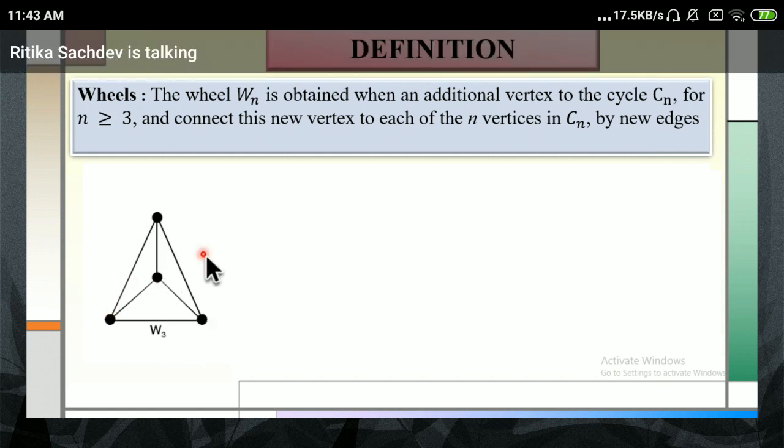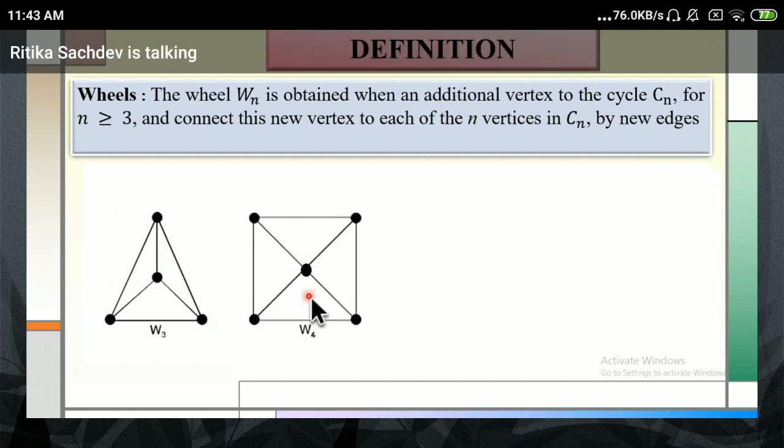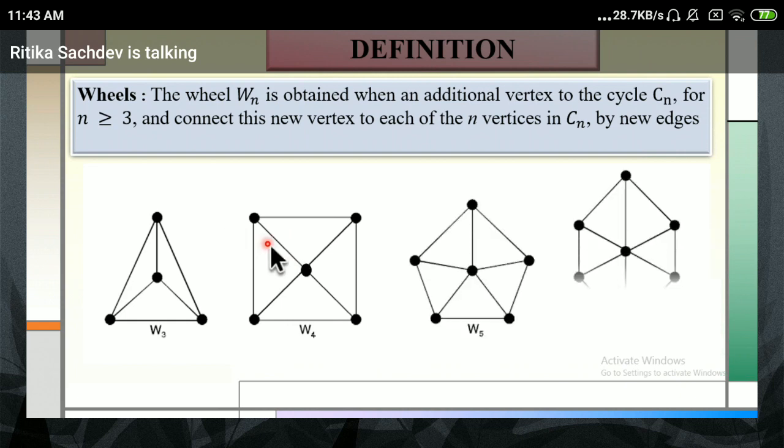So this is W3. Similarly, if you go for W4, you can see there was V1 to V2, V2 to V3, V3 to V4, V4 to V1. That was a cycle. And we have added one vertex in the center and it is connected to all the remaining vertices. Similarly for W5 and W6. You can see one vertex added in the center here, and one vertex added in the center here. Take the screenshot for this.